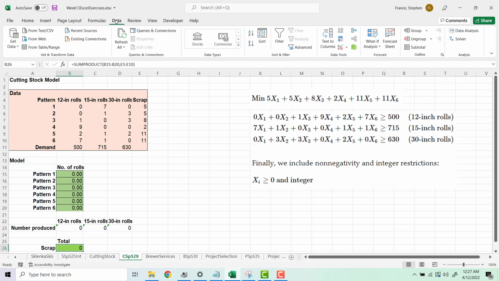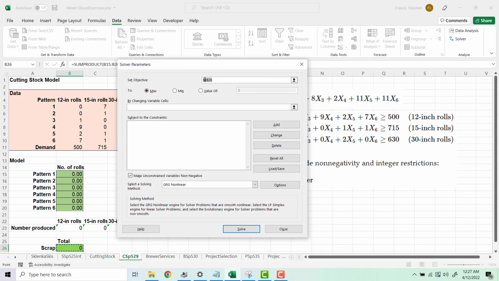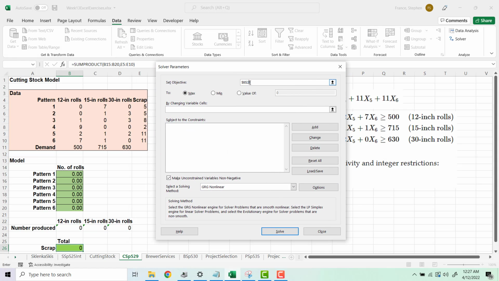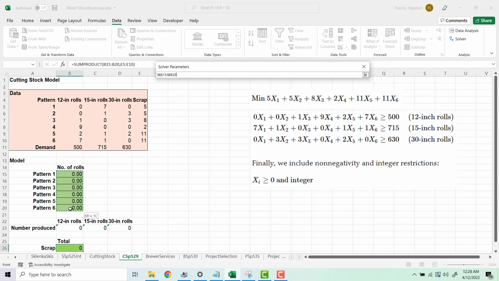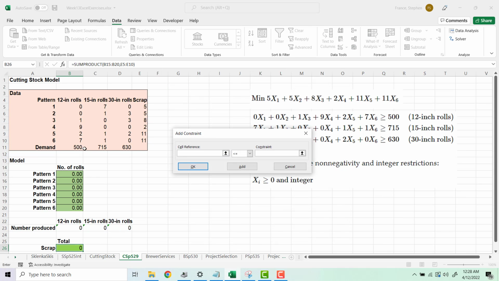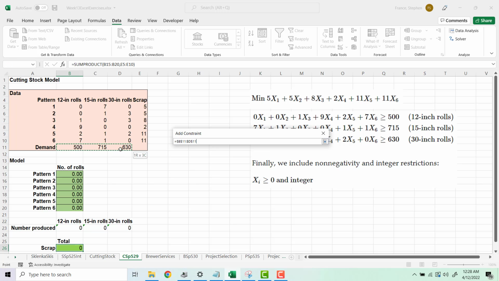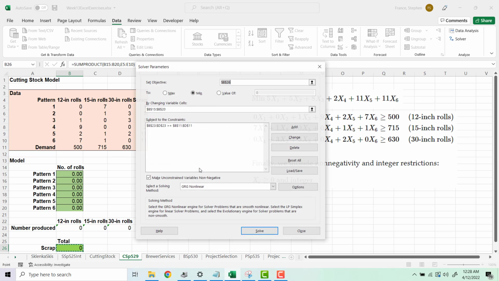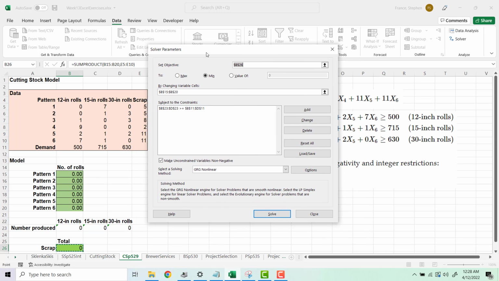So we're going to go to Data, Solver, and let's just do this from scratch. This is going to be a minimum of the scrap, by changing these variables, subject to constraints. So we're going to add these constraints: the rolls produced must be greater or equal to the demand. We're going to do the non-integer first and see what we get, and then we'll do the integer solution. So I'm going to click solve.